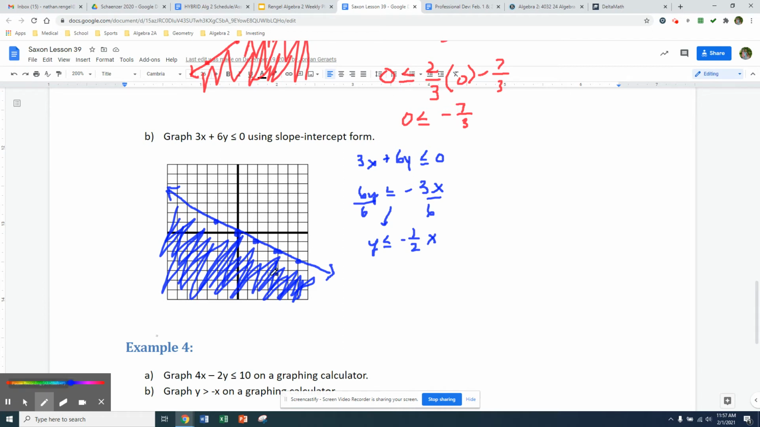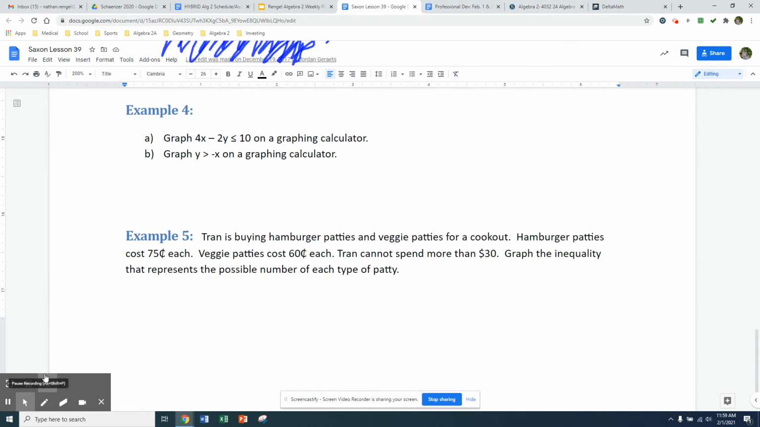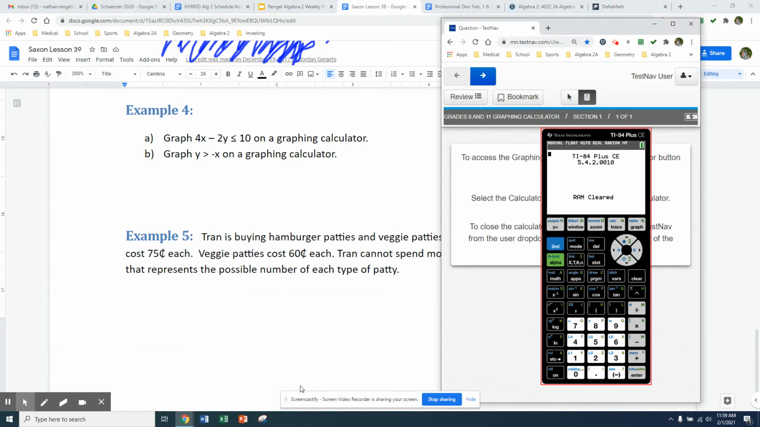Next, we're going to take a look at how to graph these in your calculator. So you can stop and either open up the graphing calculator online, or you can grab your handheld graphing calculator. I'm talking about the TI calculator. Next thing we'll do is look at how to graph a linear inequality on your calculator. So we will walk through that.